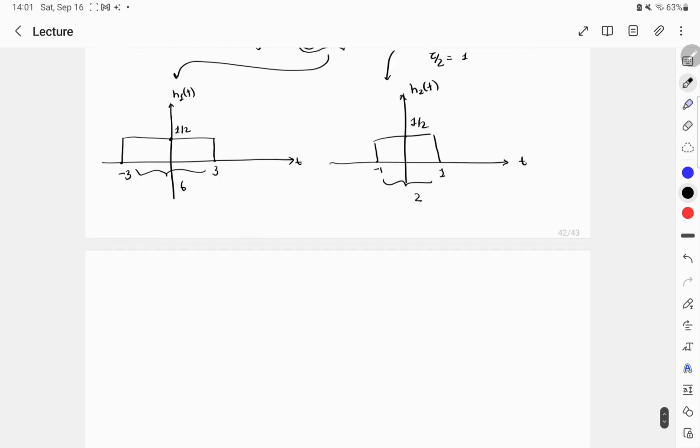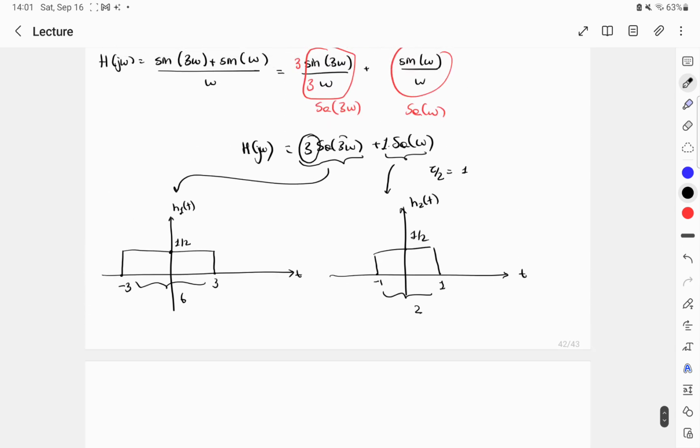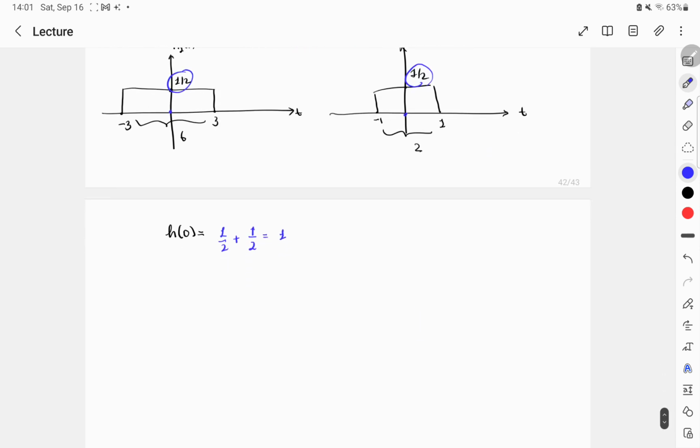And then when we add these two up, we will have our function. So we are asked to find h(0). When we have 0 here, our value is 1 over 2, and when we have 0 here, we have 1 over 2 as well. So our result will be 1. And this is our final result.